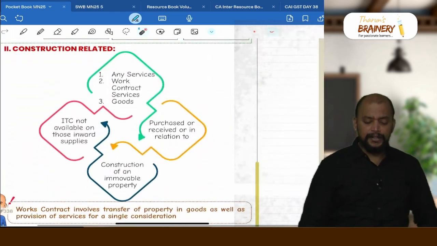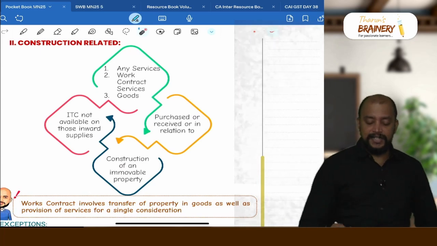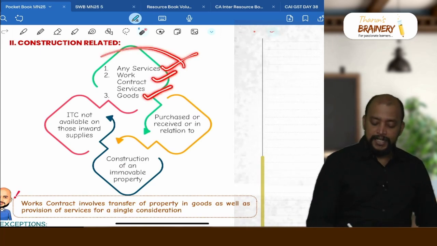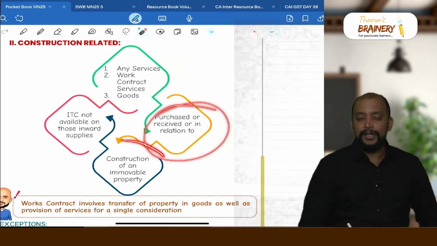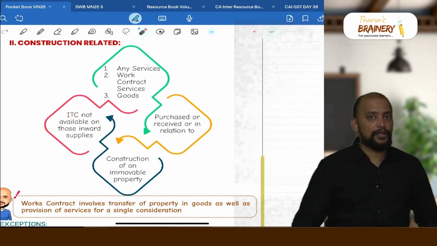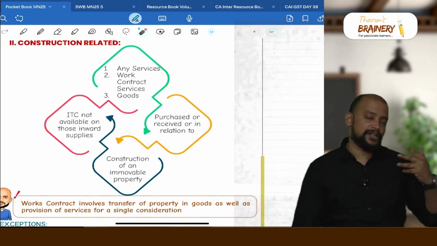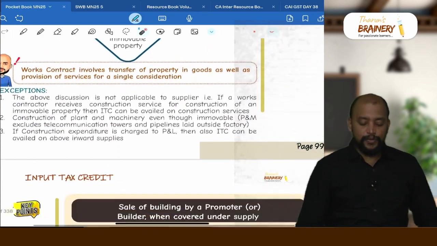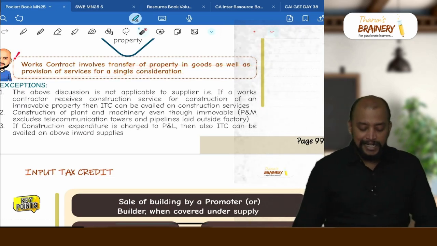Then we have construction related blocked credit. That is, three inward supplies: any service, works contract service, or goods. If these three are purchased or received in relation to construction of an immovable property, then it is blocked credit. ITC is not available on those inward supplies. Any service for construction, interior decoration, architect or construction, anything, then works contract, any goods purchased. What does works contract mean? That involves transfer of property in goods as well as provision of service for a single consideration.